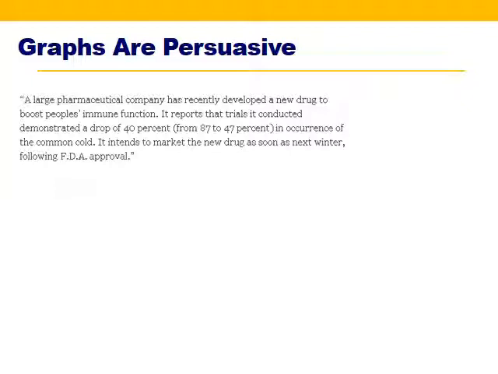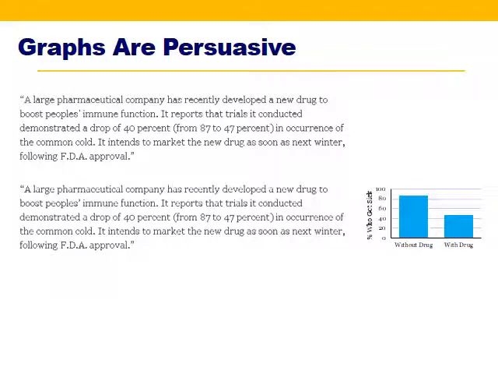The other half of the participants who completed this study read the same paragraph, but accompanied with a bar graph that looks like this one. Now, you'll notice the bar graph doesn't really add any new information whatsoever to what's already written in the paragraph. All it does is take that 87 and 47% and show them as two bars on the graph, but it doesn't provide any new information.